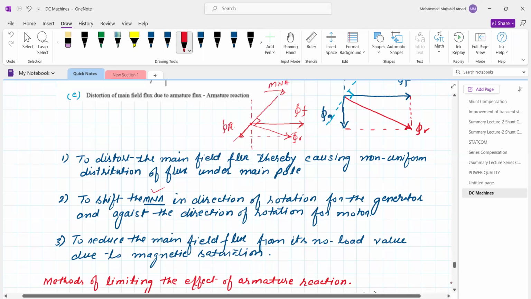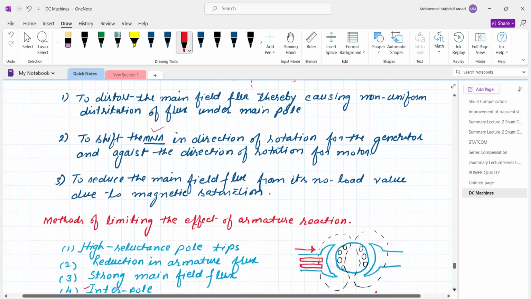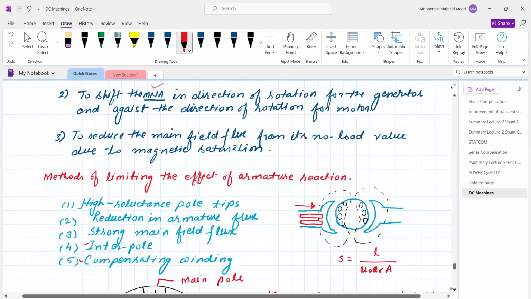This is the thing. Now, the third effect is to reduce the main magnetic flux from the no load value due to magnetic saturation. So a decrease in the resultant magnetic flux is observed because of the armature reaction. And what are the methods to overcome the armature reaction? High reluctance of the pole tips, because at the tip side the magnetic flux density will be more.